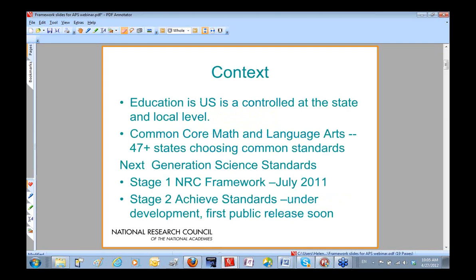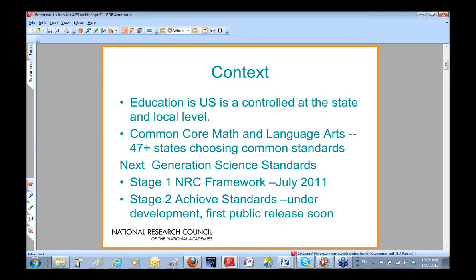I'm going to start with a little context, which probably everybody on this line knows. The first issue is that education is a state concern, and therefore there are really no national standards for anything. However, as you know, there's a movement towards states voluntarily joining together to have common standards, and that has now happened in math and language arts.